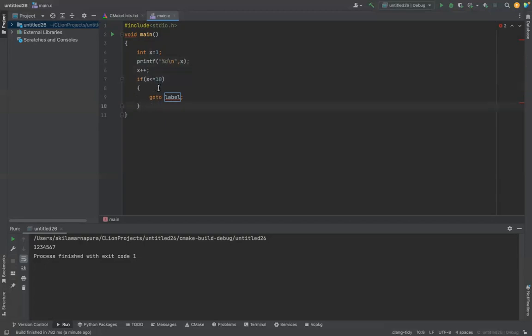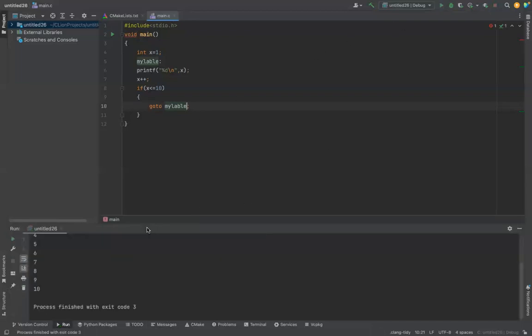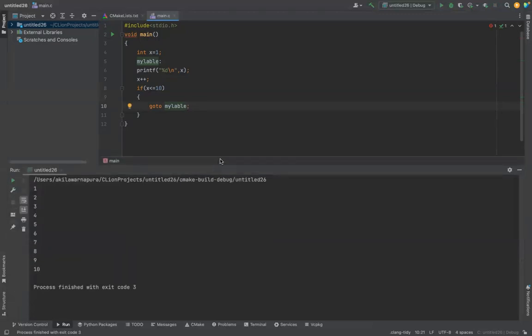Okay, if x is less than or equal 10, again go to line number 5 and print this one, again increment. Then if you want to go to line number 5, you have to put a label on line number 5. Therefore, I put a space and put a label. Let's say myLabel. You can use whatever name you like. myLabel and colon. Then you can use goto myLabel. Goto myLabel means line number 5. Okay, you can see it prints from 1 to 10 by using the goto statement.